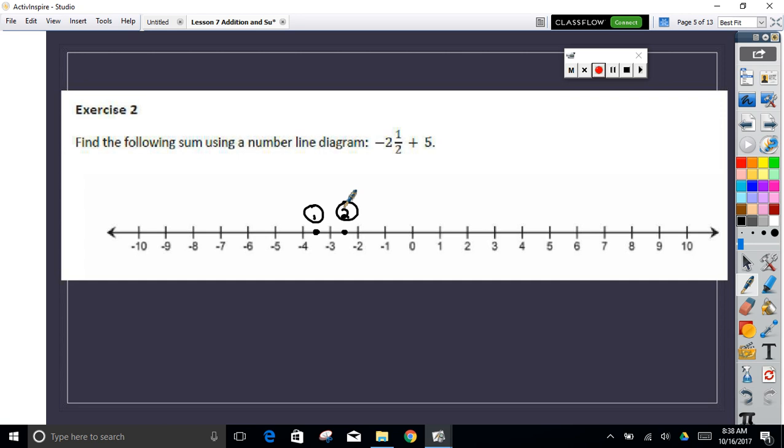Oh, I'm sorry, -2.5. All right. So let me change my number. Let me put 1 over here.